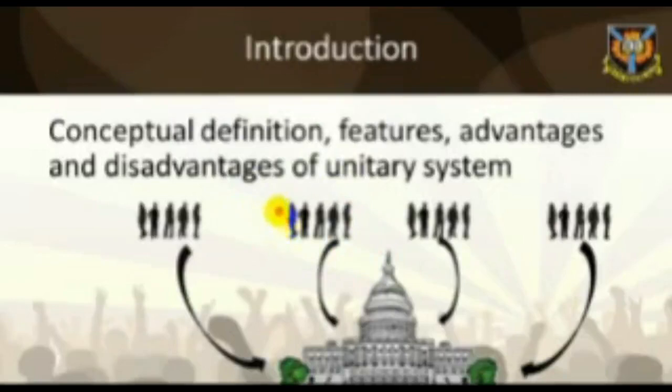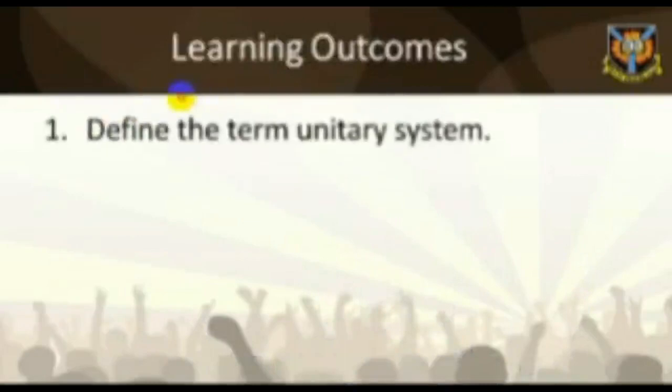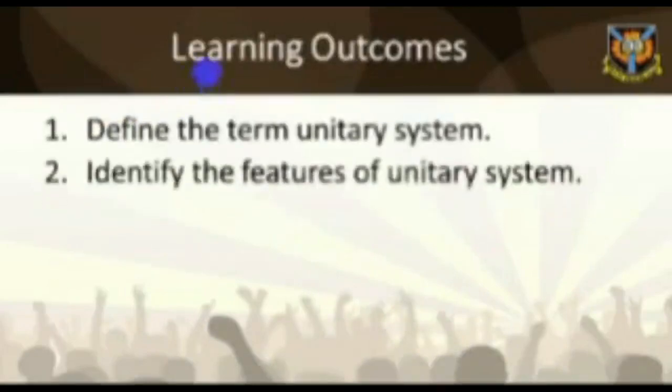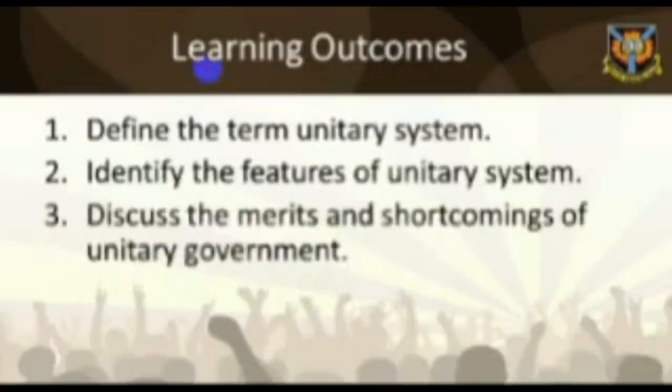Unitary system of government is that one in which the levels of government are constitutionally administered under a single unit and one constitutionally established legislature. At the end of this study session, you should be able to define the term unitary system, identify the features of unitary system, and discuss the merits and shortcomings of unitary government.